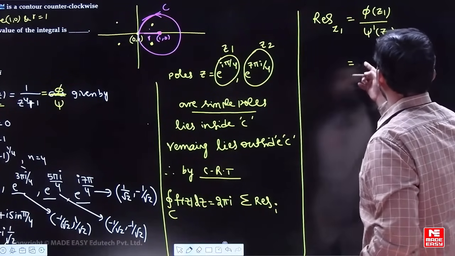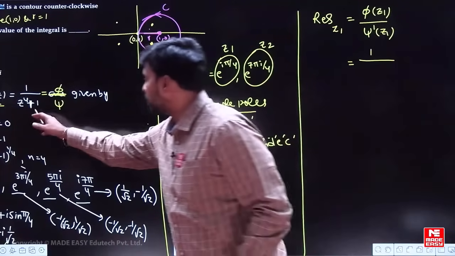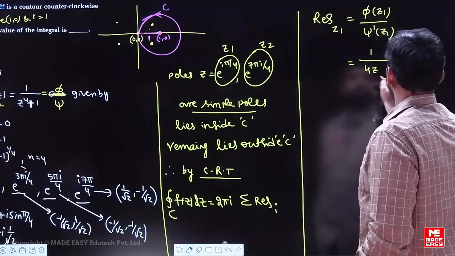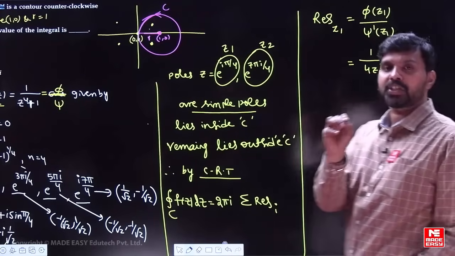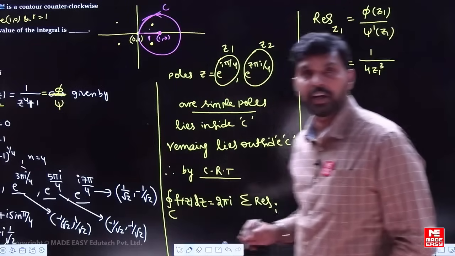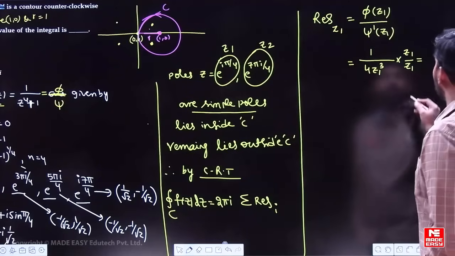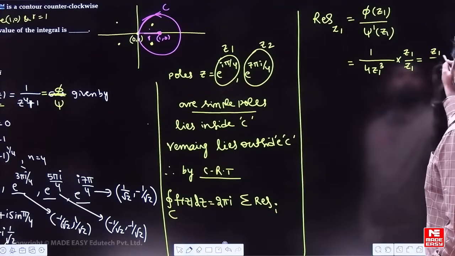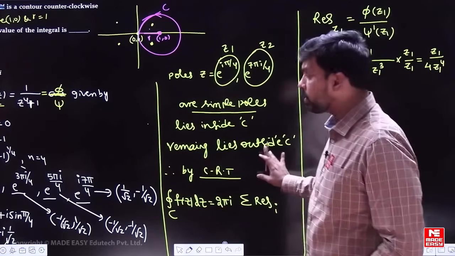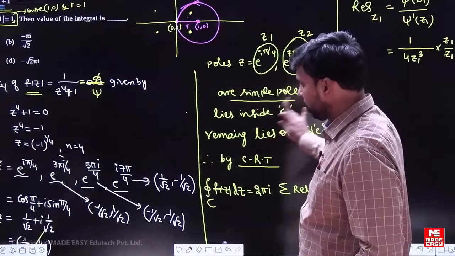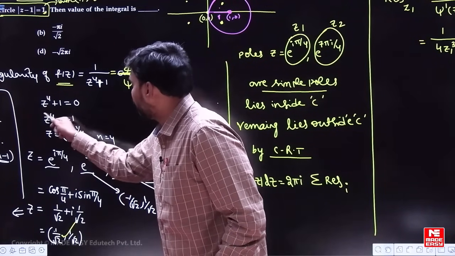So you can understand phi of z1, that is 1 by the differentiation of z power 4 plus 1, which is 4z cube here. So that means 4z1 cube. Now, there is one interesting point you should understand here. When you multiply and divide by z1, what happens is it becomes z1 by 4 into z1 power 4. Yes, all of you, my dear students. So for z equal to e to the power of I pi by 4, z power 4 is what?